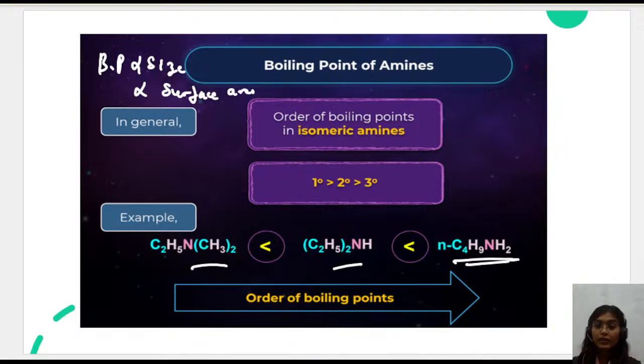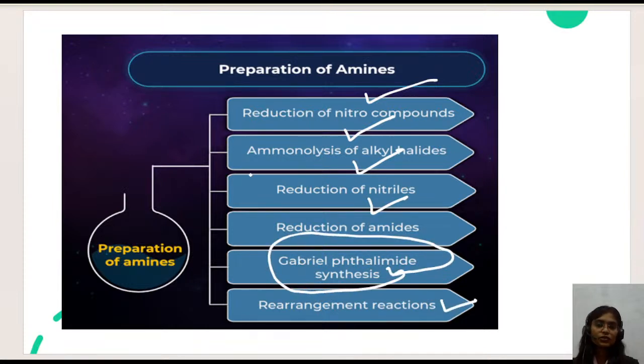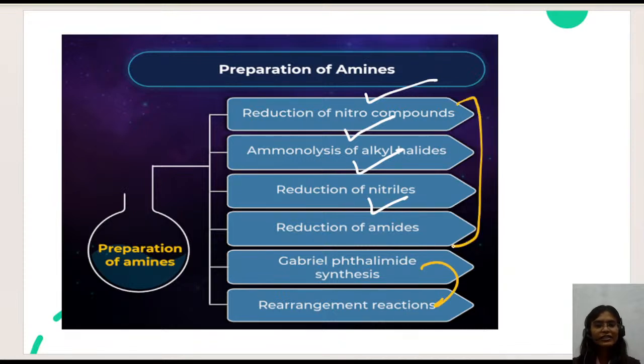Now let's talk about the important part. Now the real part starts: preparations of amine. Some preparations you already know from the previous classes, because this is the beauty of organic chemistry. If you already know some portion, some is a repeated topic. So: reduction of nitro compound, then ammonolysis of the alkyl halide, then reduction of the nitrile, then reduction of the amide, then the Gabriel phthalimide synthesis. This is going to be very important, and some rearrangement reactions. If I have to say which topics are important, these last two topics are really, really important. It's not that the other three, four topics are not important, but they are not very, very important.